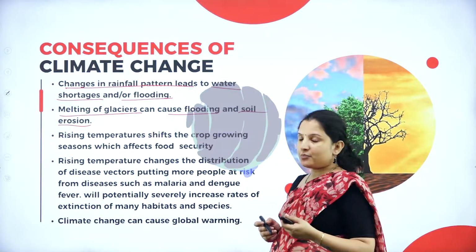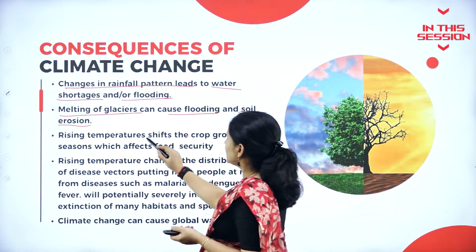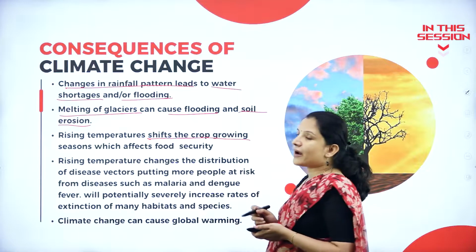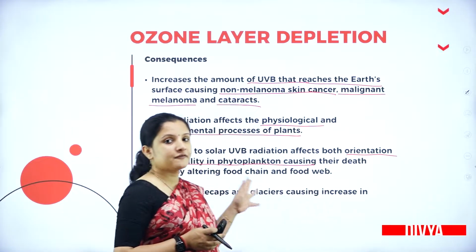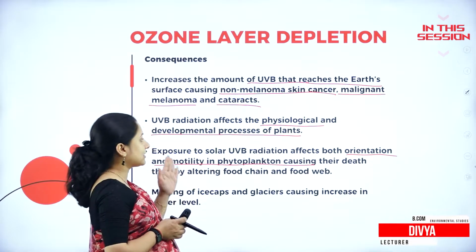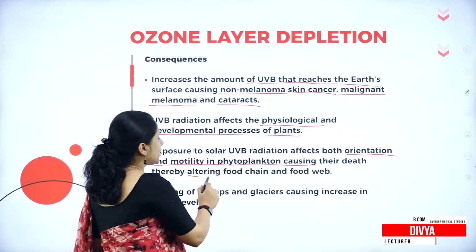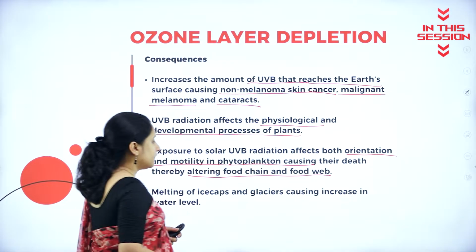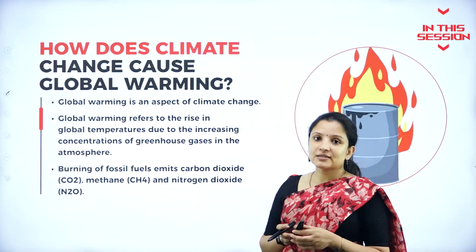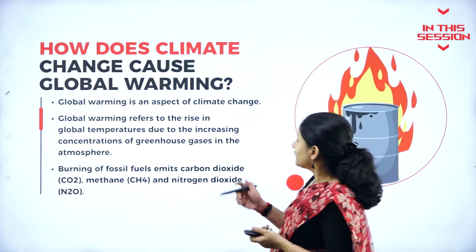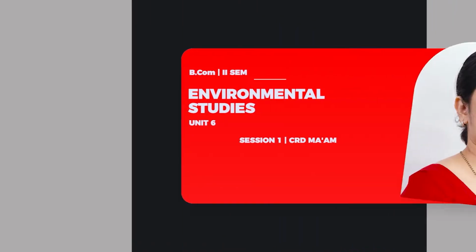The rise in temperature shifts the growing pattern of the crop. So if the phytoplankton itself gets destroyed completely because of the UVB radiation, then it will completely alter the food chain and the food web. So global warming is one of the main aspects of climate change.